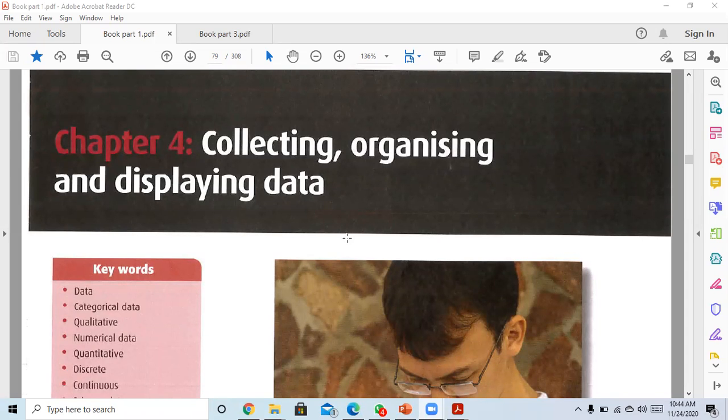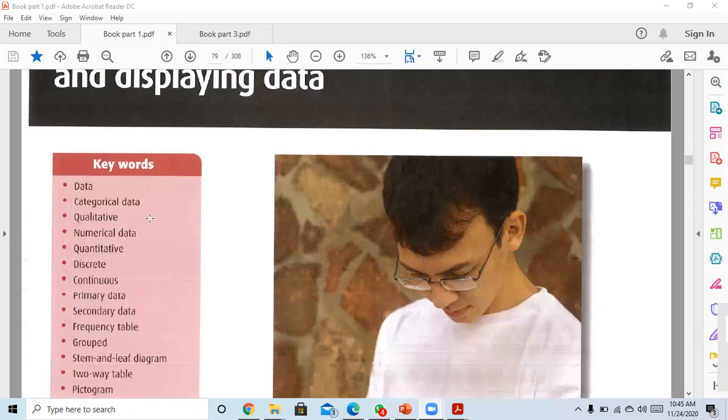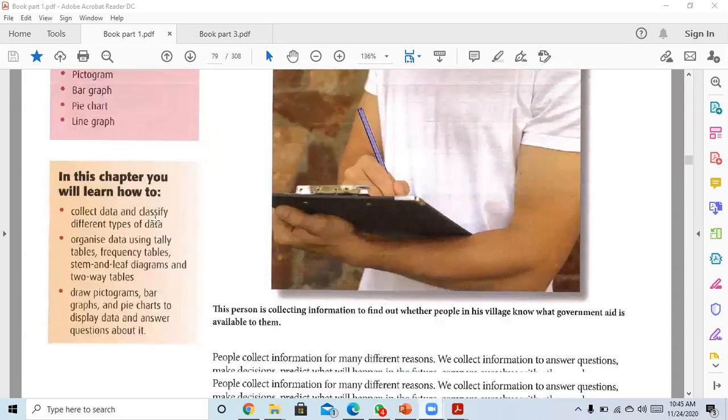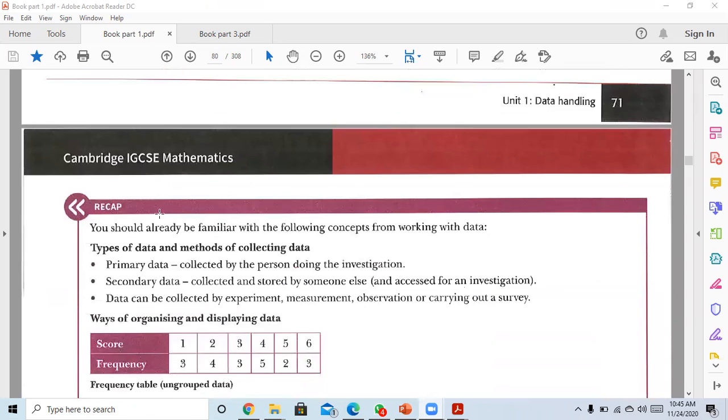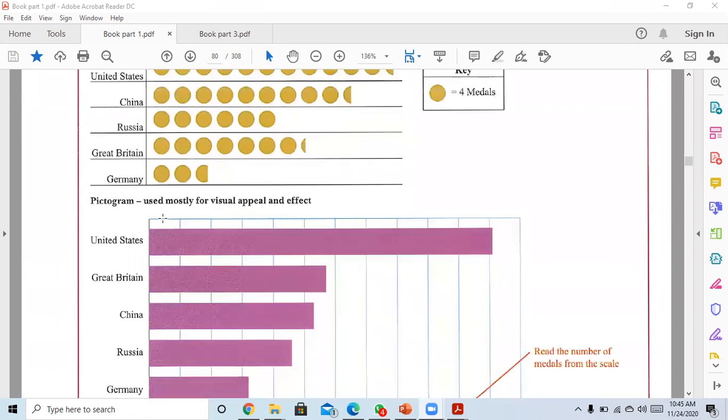This is our second lecture. In this lecture, we will discuss collecting, organizing, and displaying data. Here are the keywords that we will discuss in this whole unit, unit number 4. Before I start, there are a few very important things that we will discuss here.